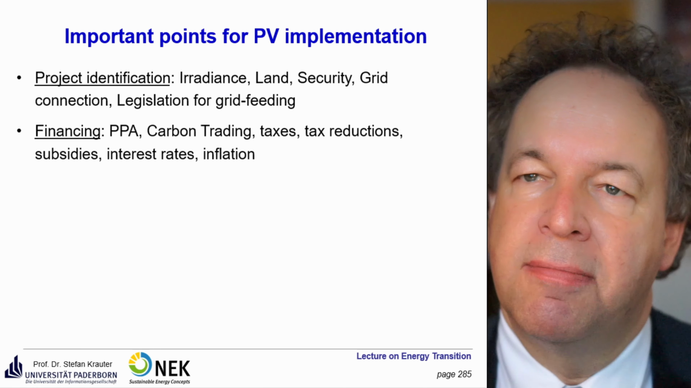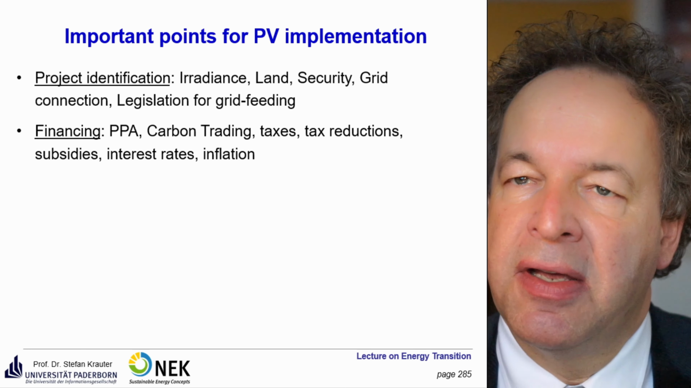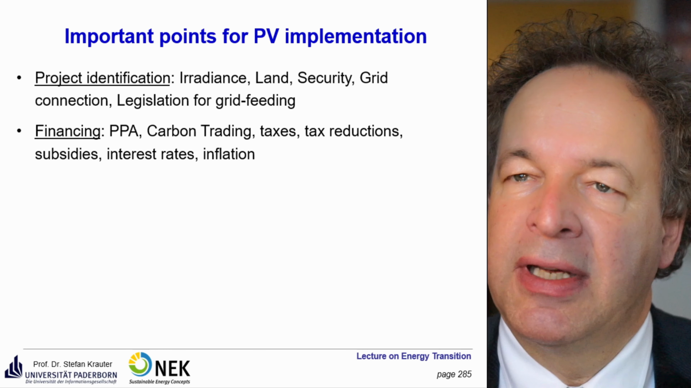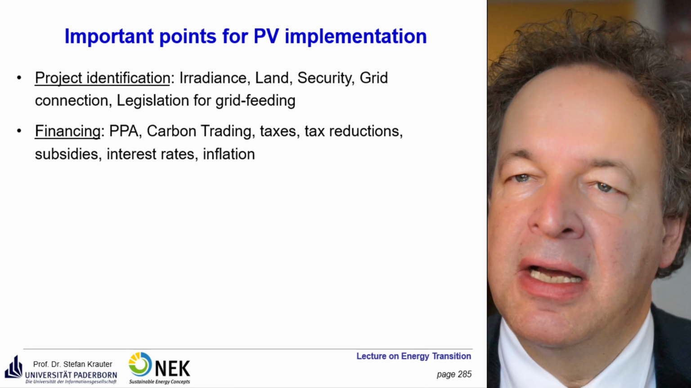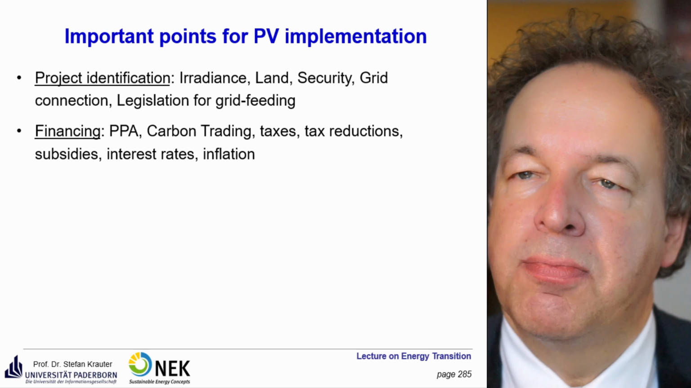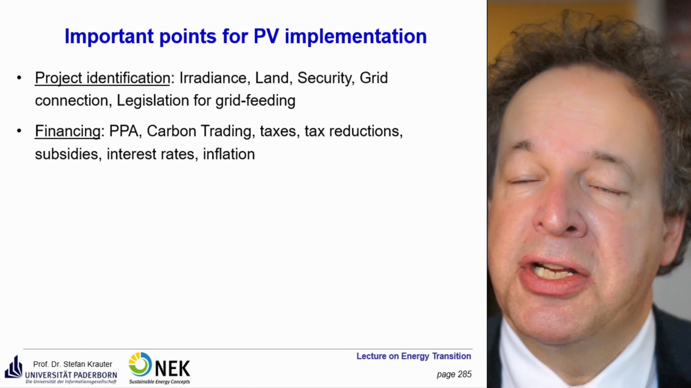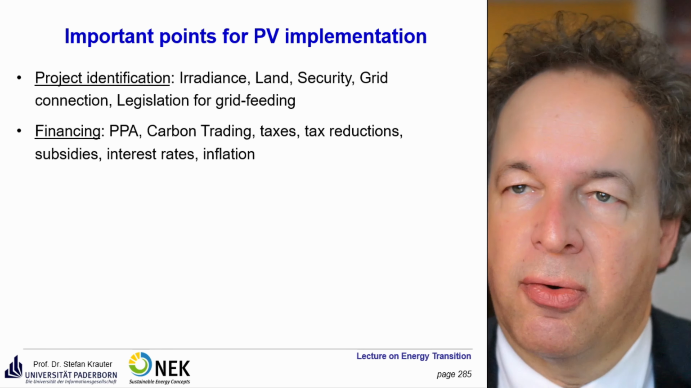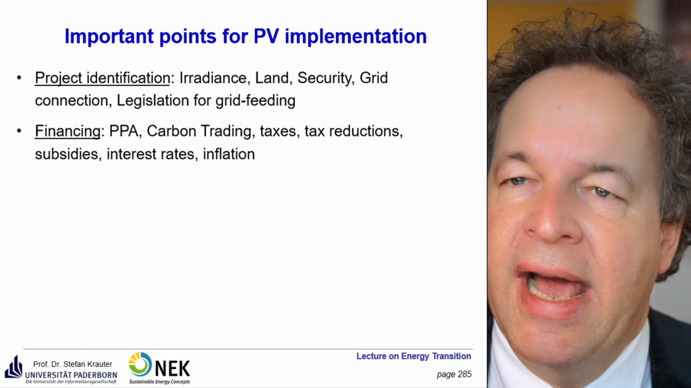Financing, as I mentioned already, the PPA. Carbon trading plays an increasing role. For the case of Germany, after the 1st of January 2021, you will get 25 euro per avoided ton of carbon dioxide. Other countries have more. For example, Switzerland, it's in the vicinity of 80 euros per ton of carbon dioxide, or Sweden, 150 to 120 euro per ton of carbon dioxide. Taxes or tax reduction, subsidies, interest rates play an important role, and inflation.